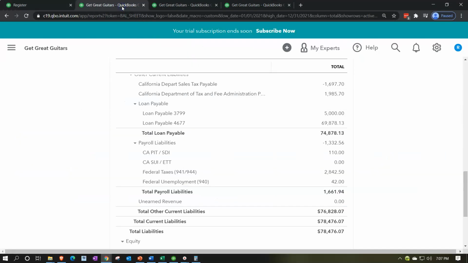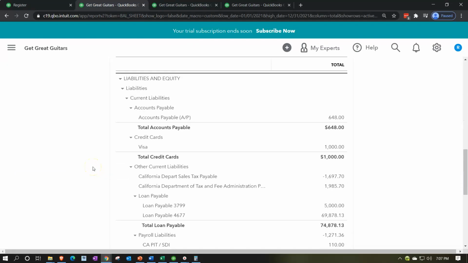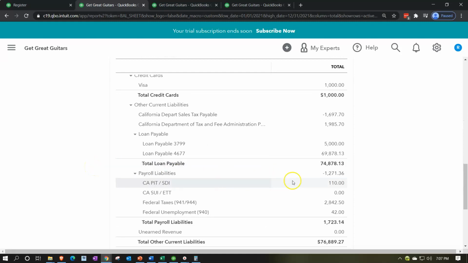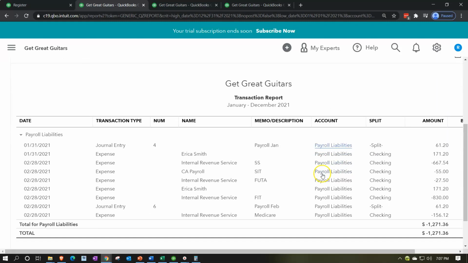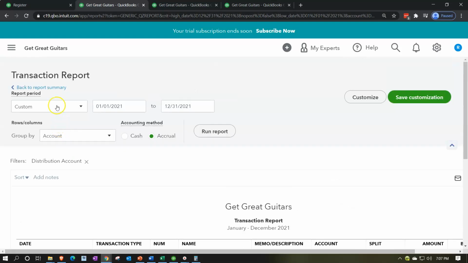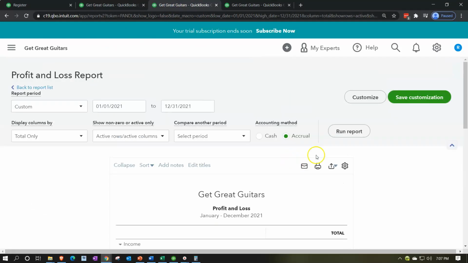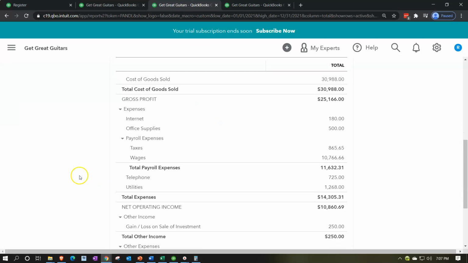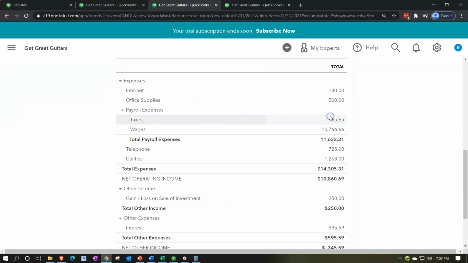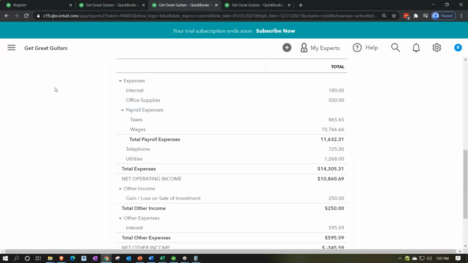So we're going to go back to the balance sheet, warm up the report again, run it again, scroll back down. So now we've included that side to the payroll liabilities. So that should be in the payroll liabilities here. So I'm going to go into that. And so there's the 61.20 entered, increased with a journal entry. Scrolling back up top, back to the balance sheet. And then on the income statement, let's go to the P&L, warm up that report, run it, scrolling back down, taxes item, going into the taxes item. We then see the 61.20 there. That looks good. Scrolling back up, going back to our report.